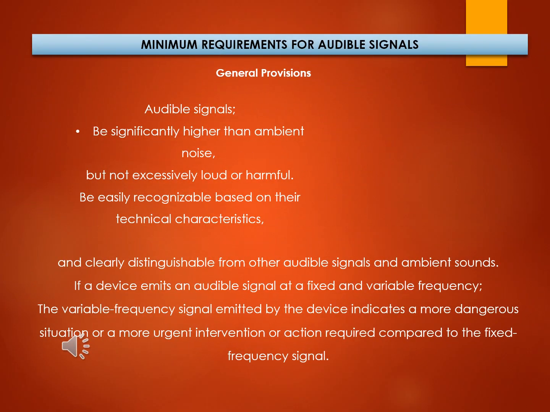Minimum requirements for audible signals. General provisions. Audible signals must be significantly higher than ambient noise, but not excessively loud or harmful. They must be easily recognizable based on their technical characteristics, and clearly distinguishable from other audible signals and ambient sounds. If a device emits an audible signal at a fixed and variable frequency, the variable frequency signal emitted by the device indicates a more dangerous situation or a more urgent intervention or action required compared to the fixed frequency signal.